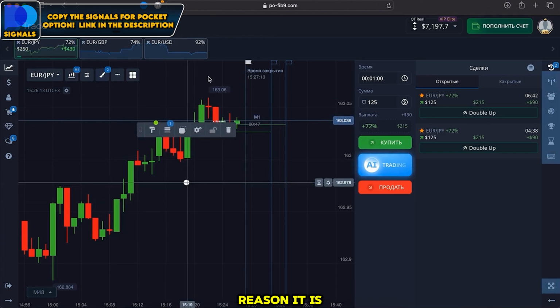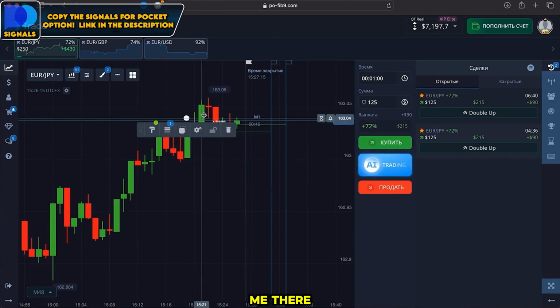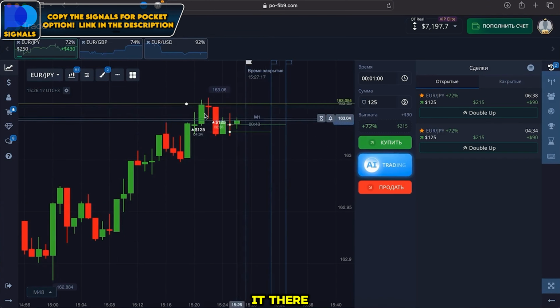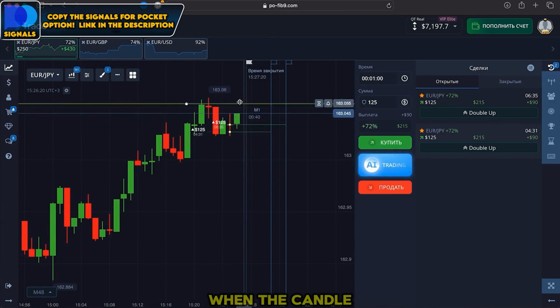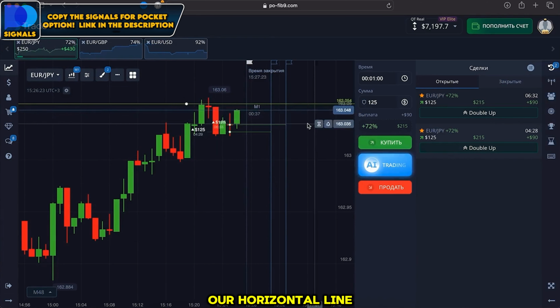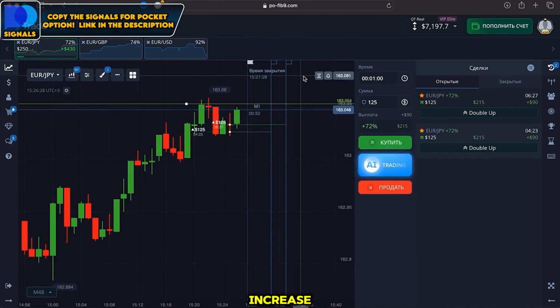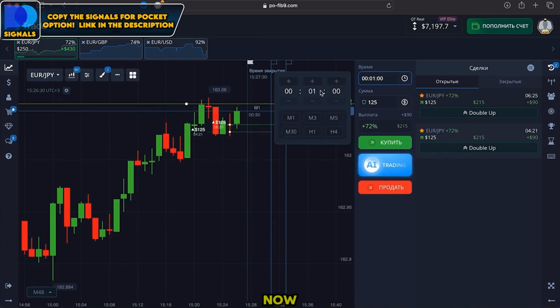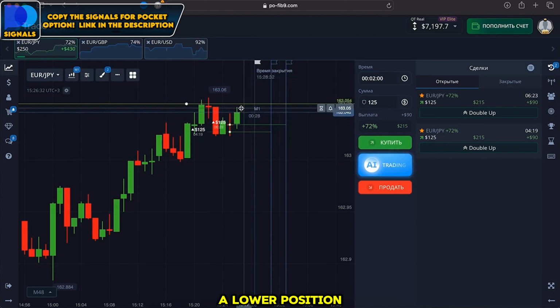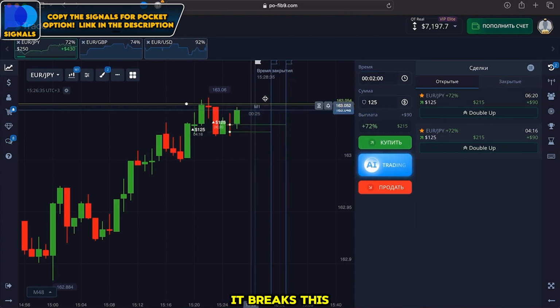So, for some reason it is not moving for me. There, now it is moving, I set it. There, we are waiting for the moment when the candle starts to break through our horizontal line, and from it, we will again focus on an increase. So, it seems I need to do this right now, but let me take it from a lower position. Still waiting for the moment when it breaks this line.